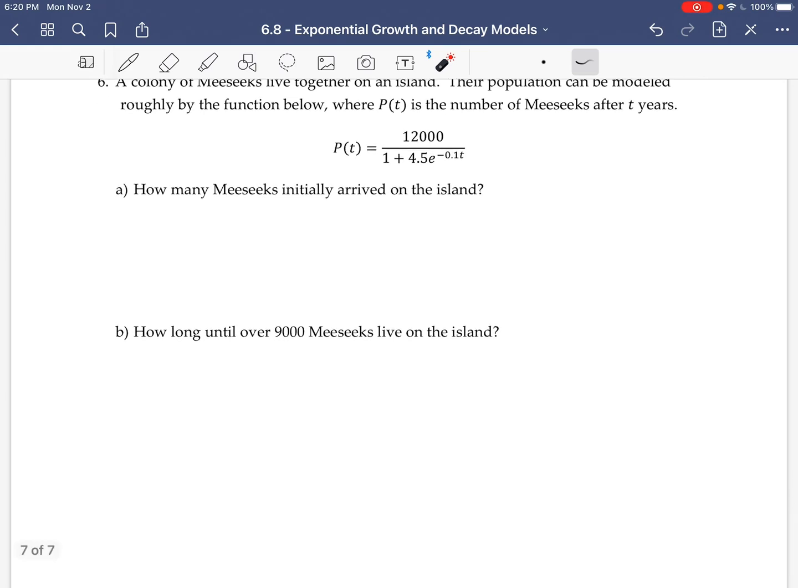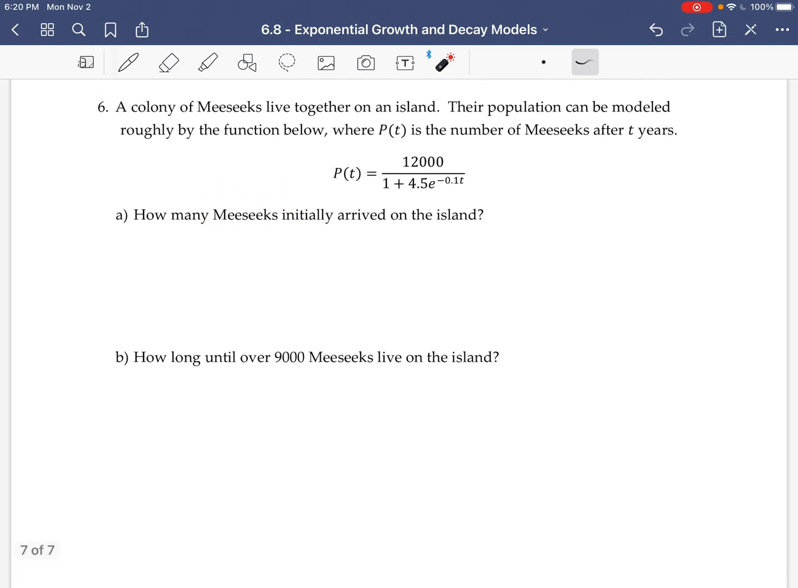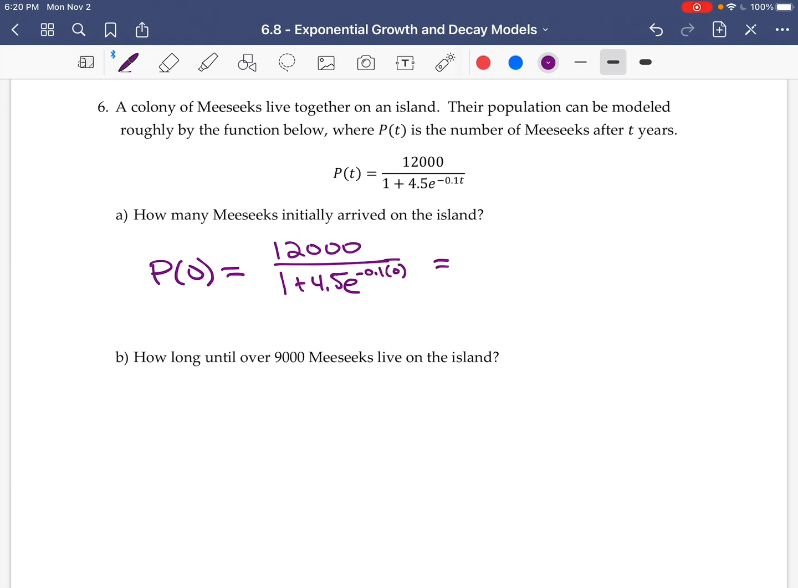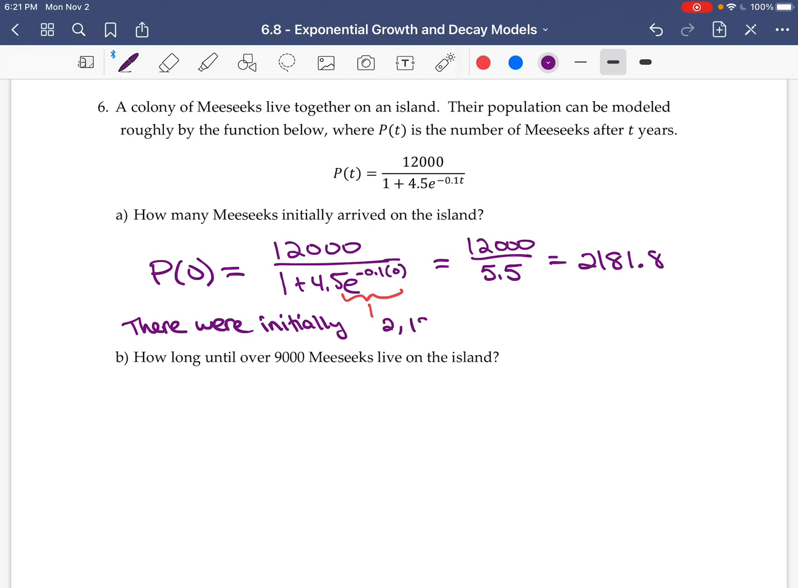So the first part wants to know how many meseeks initially arrived on the island. So that's after 0 years. So this is going to be P of 0. So that's going to be 12,000 divided by 1 plus 4.5 e to the negative 0.1 times 0. Okay, so that's 12,000 divided by, so this bit here, this is e to the 0, which is 1. So this is going to be 1 plus 4.5, which is 5.5. Okay, so that's going to be 2,181.8. So we can't have part of a meseek, so we would probably say there were initially 2,182.